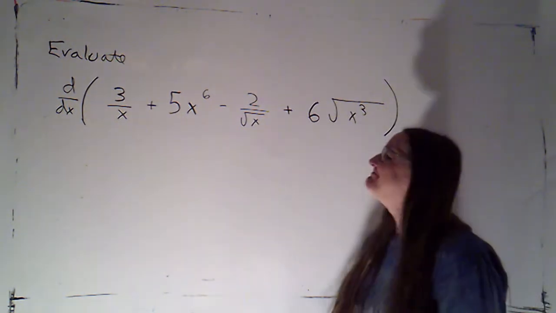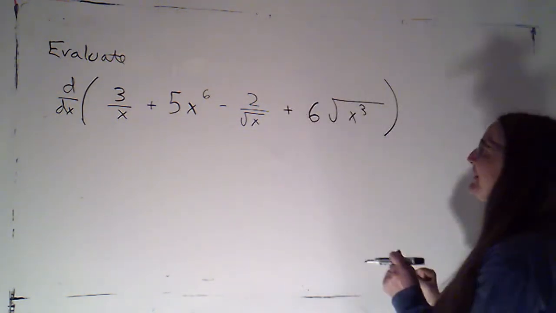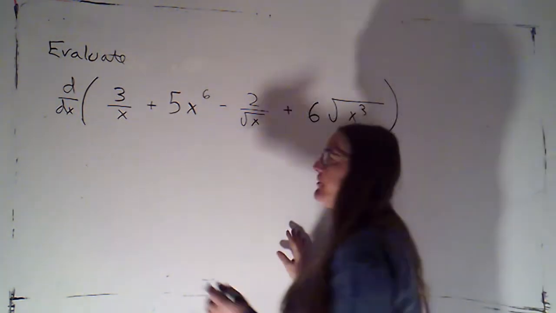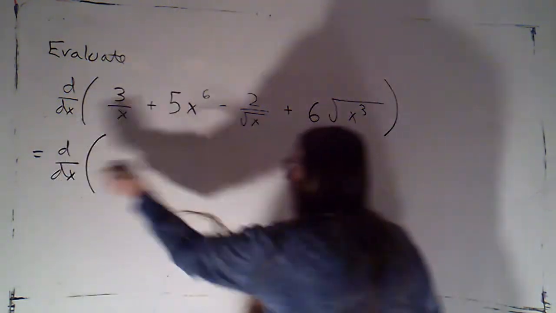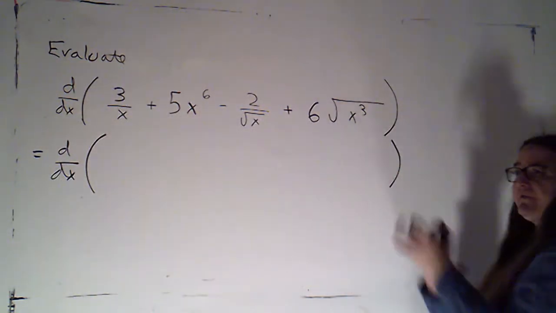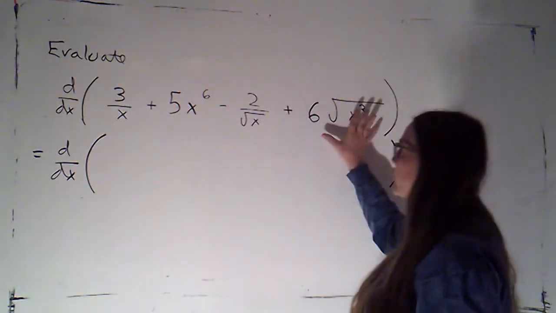Welcome back. As I said, the first thing we're going to want to do is rewrite this in a friendlier form where everything is just a multiple of a power of x. So I'm not yet ready to take the derivative. So I'm still going to write that d by dx, that derivative operator. All I'm going to do is inside of these parentheses, I'm going to rewrite the function.